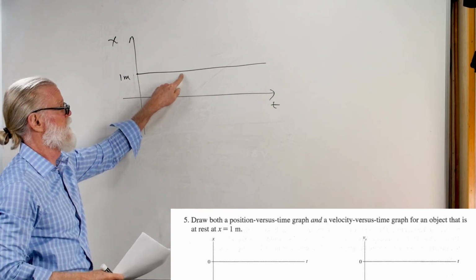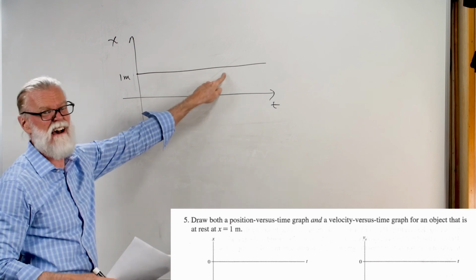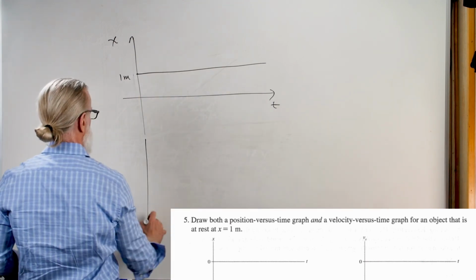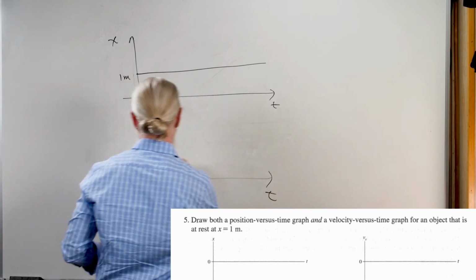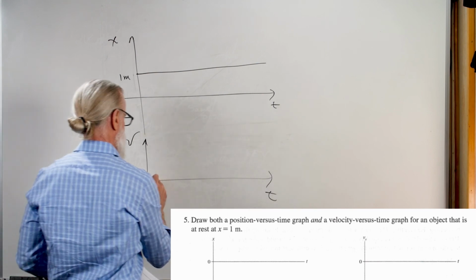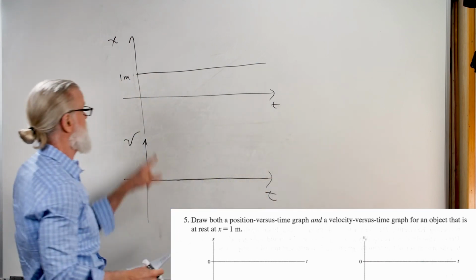Where is it now? It's at 1 meter. Where is it now? It's at 1 meter. It's at rest at 1 meter. All right. What's the velocity look like? Velocity in time looks like this. What's the velocity? It's at rest. What's it now? It's at rest. Now it's at rest, because it's always at 1 meter.